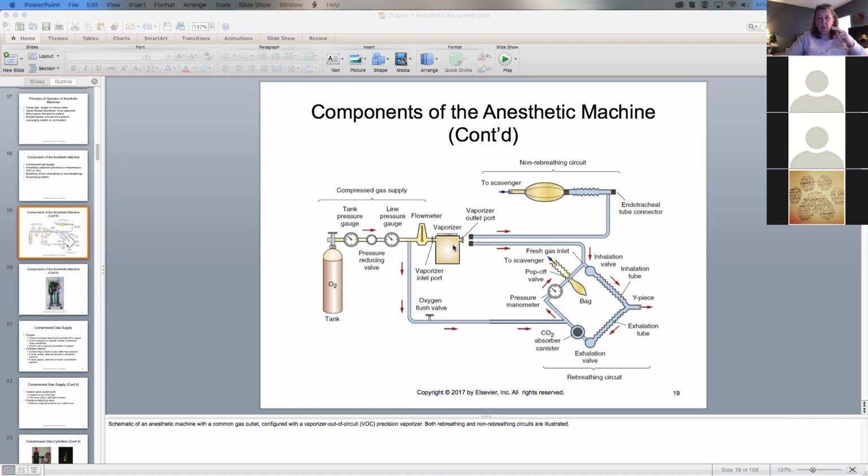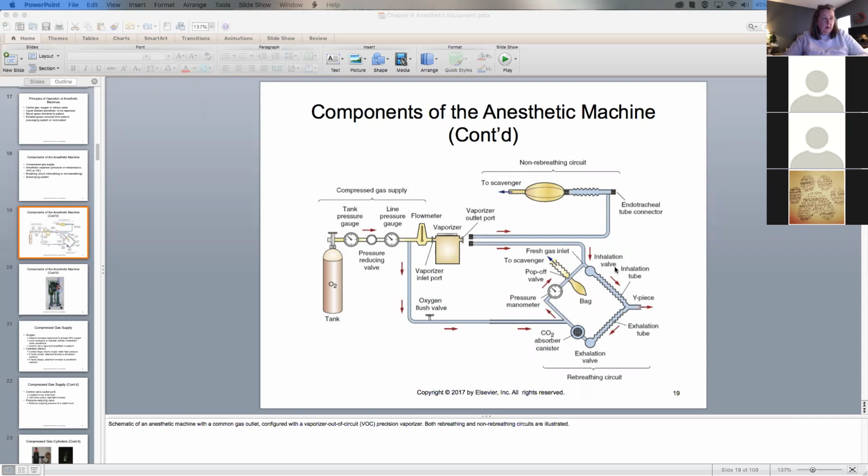There are 2 types of vaporizers, called precision and non-precision. Precisions are also called a vaporizer out of circuit, and I want to explain what that means. The anesthetic circuit is where the animal breathes from. It's the tubing where they inhale and exhale the gases. In the current machines that we have at school and use with the current agents, you need to use a precision vaporizer out of circuit.